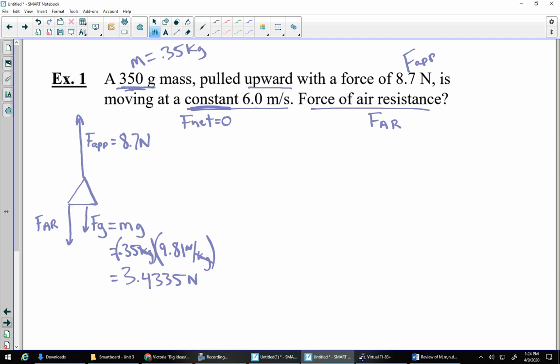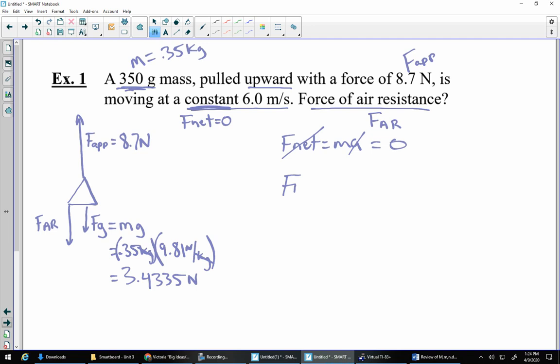So the free body diagram's now complete. We've even added a bit of stuff to it. The other thing that I want to come back to is Fnet is mass times acceleration, and if the acceleration is 0, the net force is equal to 0. We've already talked about that, right? So if Fnet is equal to 0, acceleration is equal to 0, and vice versa. So that's one important thing.